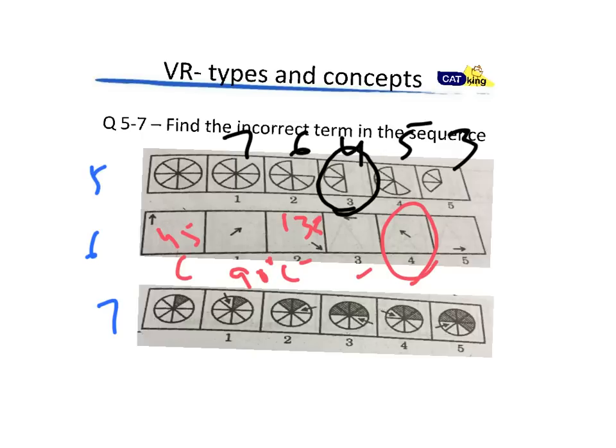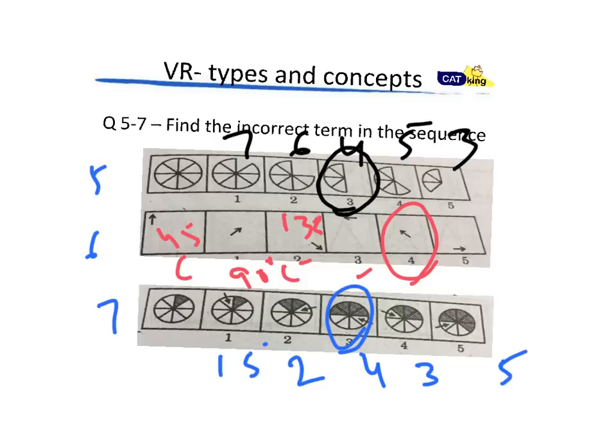Seventh question. Again, we have a chakra as a base wherein one sector is shaded. In figure 1, we have one sector shaded. In figure 2, we have two sectors shaded. In figure 3, we have 4. In figure 4, we have 3 sectors shaded. And in figure 5, we have 5 sectors shaded. Figure 3 clearly breaks a pattern because it has four sectors shaded, which ideally should be three in this case.